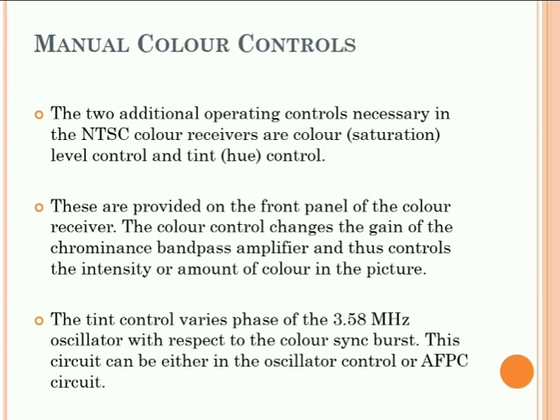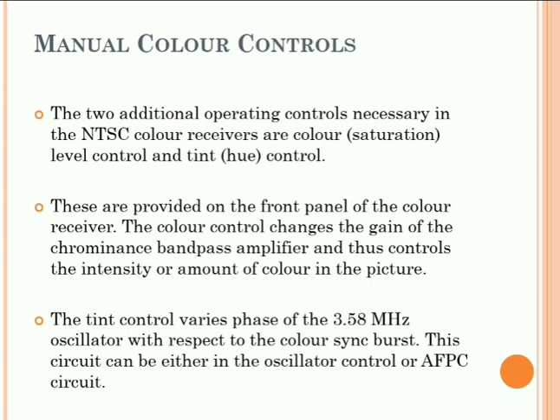The color control changes the gain of the chrominance bandpass amplifier and thus controls the intensity or amount of color in the picture by changing its value. It ranges from 0 to 100. Usually we put it at 50 so that we can get a clear picture. But if someone needs a darker picture, then we can increase its value.